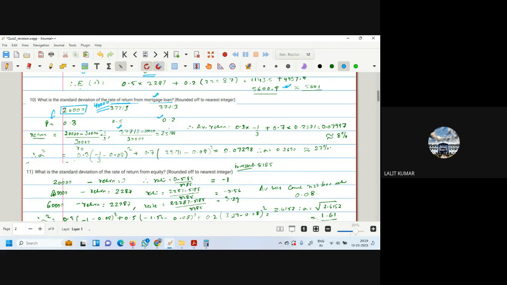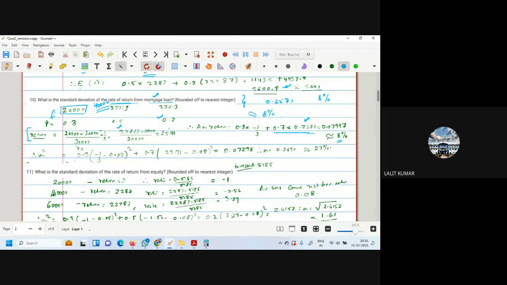Already we have calculated. And in this case also, with 0.2, he gets his money back. So the average return is 0.3 into minus 1 by 3 and 0.7 into 0.2571, which is what he's charging. So this comes to the same 8%. We have just done the calculation. Otherwise, straight away we know that 0.2571 we had calculated from 8% only, so here also the average value will come to 8%.